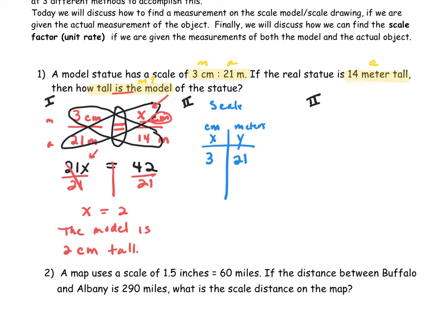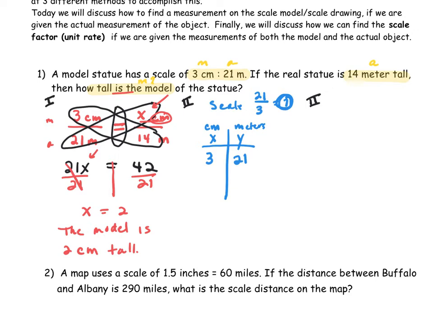So we have centimeters and meters, and to find the scale, we use the unit rate. We take the Y measurement, which is 21, and divide it by the X measurement, which is 3, and that equals 7. So we're going to use that 7 to go across the table.